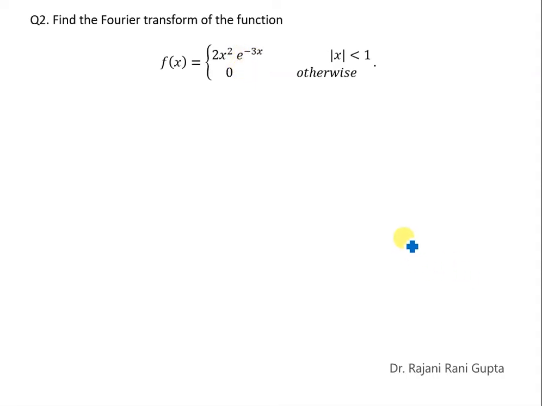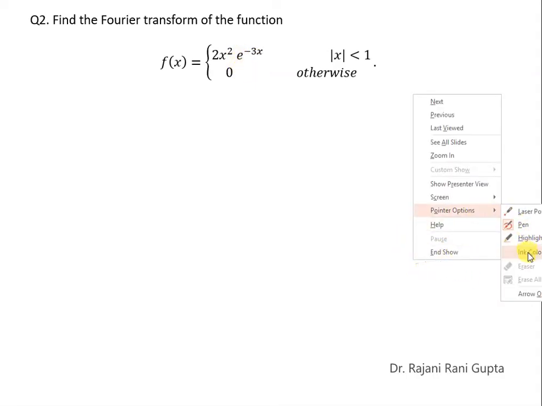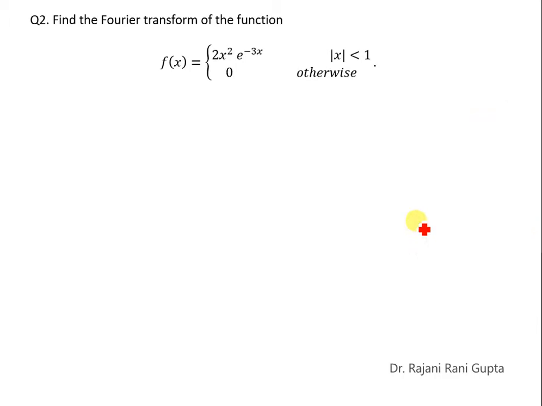Now here we take another example where we have to find the Fourier transform of this function, and this function is divided into two parts. It's mentioned that the function takes the value 2x square e to the power minus 3x when mod x is less than 1. From the absolute value concept, whenever mod x is less than 1, the value of x lies between minus 1 to 1, because in general, when mod x is less than a, it implies that the value of x lies between minus a to a.